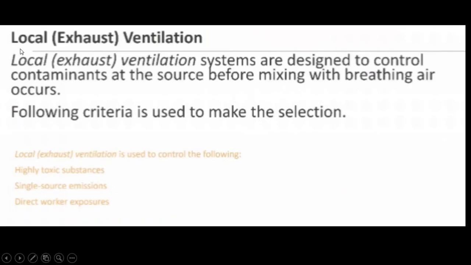Next one is local. Engineer Abdul Ghaffar, I have a question here. Just please give me 1 minute.